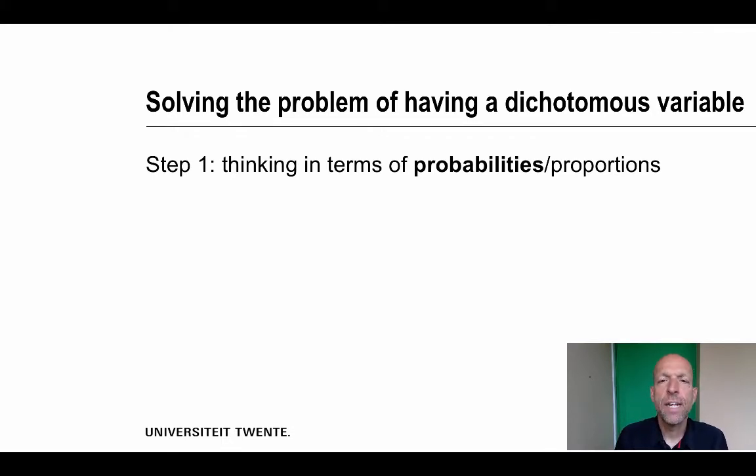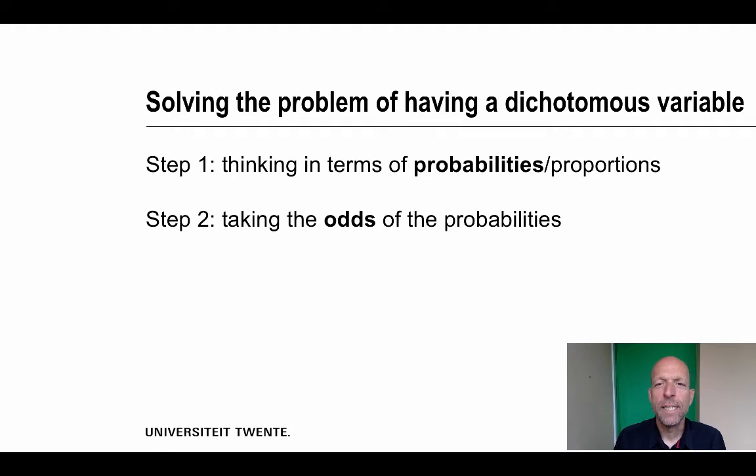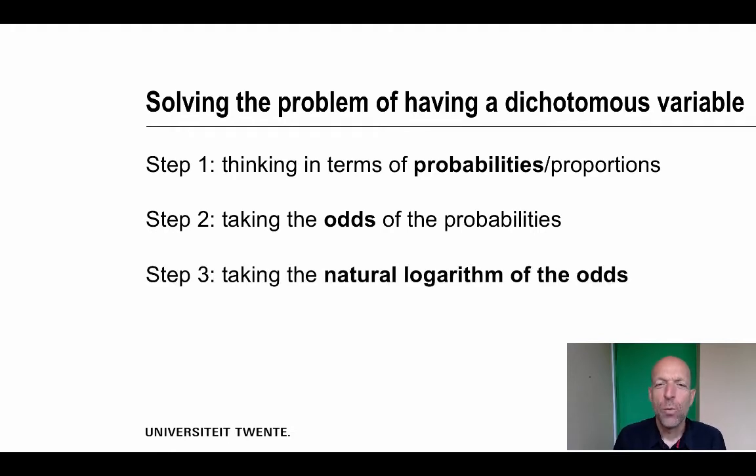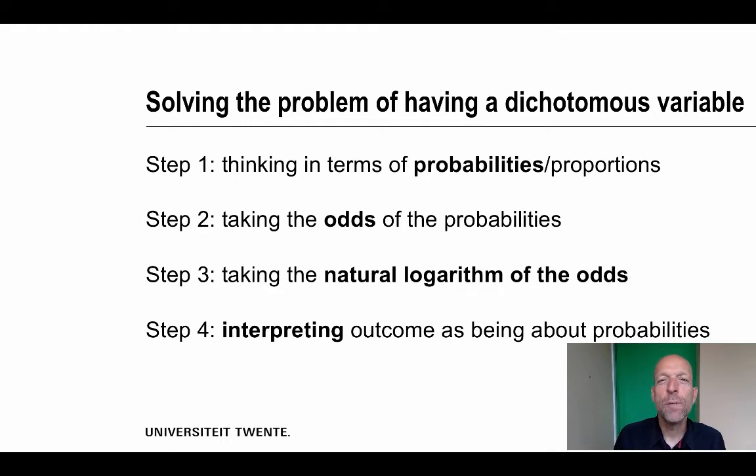Now, solving the problem of having dichotomous variables is done in a few steps. The first step is thinking in terms of probabilities, proportions. We no longer think about the variable as simply dichotomous, but as a percentage of people answering the question in a specific way. And then we change these probabilities into the odds. We take the natural logarithm of the odds. If you don't know what the natural logarithm is, check your calculator. And finally, we interpret the outcome of the analysis, because we now analyze the relationship as predicting the natural logarithm by a linear equation. We interpret the outcome as being probabilities. So we interpret the whole thing back.